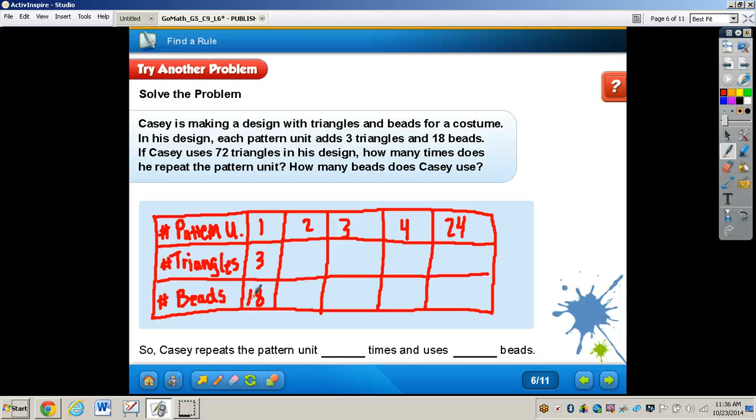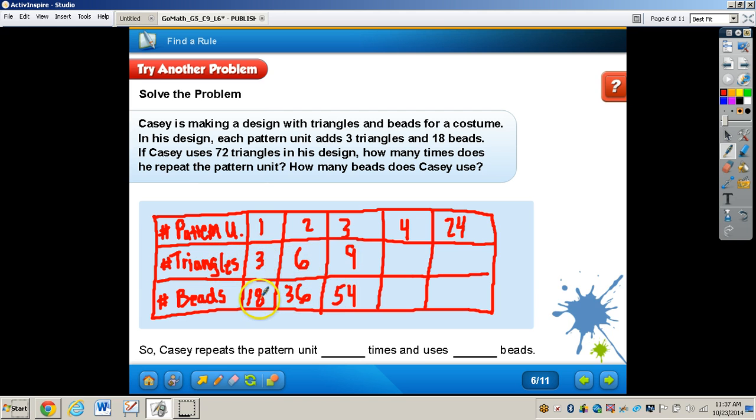Okay, so if one pattern unit is 3 triangles, 18 beads, that means for 2 pattern units we would have 6 triangles and 36 beads. For 3 pattern units, 9 triangles, 54 beads. So we can start seeing the pattern here. We're adding 3, we're adding 18.